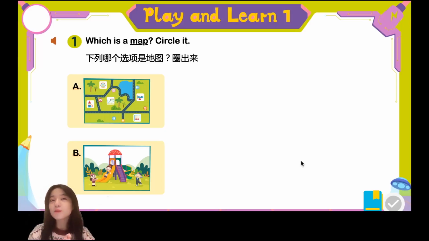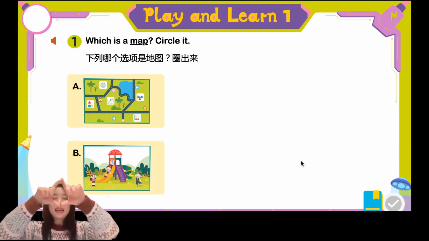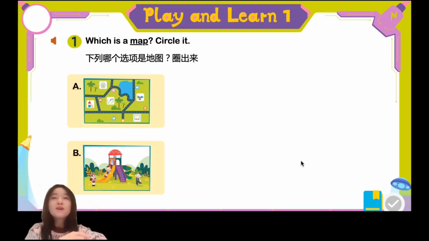Actually, the games you have just played are like in a square, and we need to follow the directions to reach a destination, right? And actually, that is a kind of map. So let's see. Do you know what a map is or not?